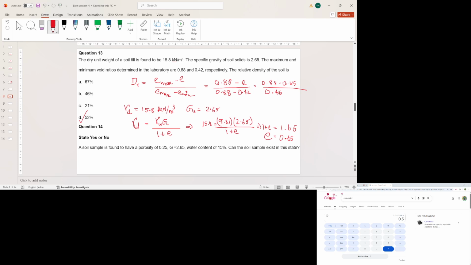That's not going to be an issue because you can always write in your answer script that you have assumed this value of gamma w. Most probably, in most cases in your examinations, you will be provided the value of gamma w which should be used in your computation to avoid this confusion. All right, I hope this part you understand. Coming to the next question.